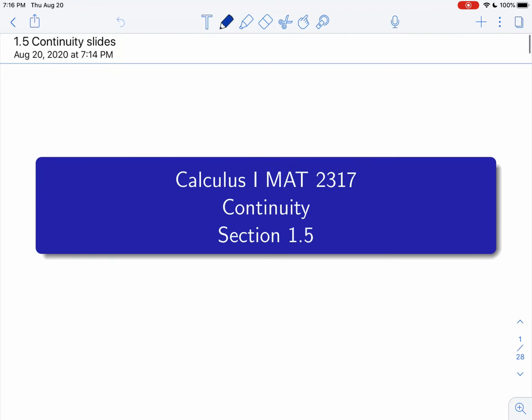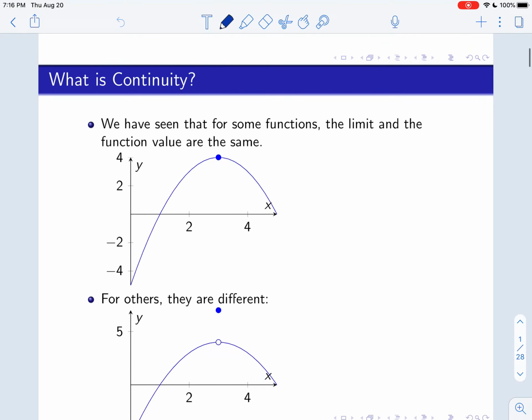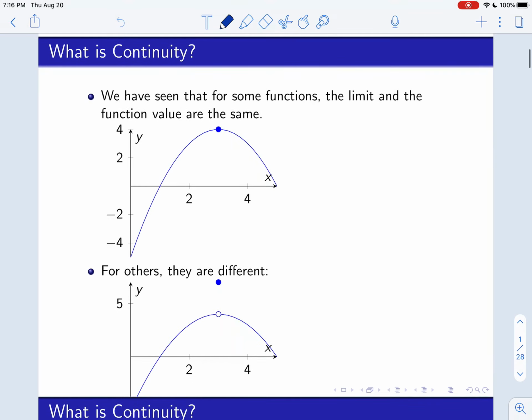So I want to remind you of something that you might have noticed, but maybe not explicitly, as we've been working through our chapter about limits. In some functions, the limit and the function value are the same number. So in this first graph, for example, if I calculated the limit as x approaches 3, it looks like that y value's about 4. And if I calculated f of 3, it would also be 4.